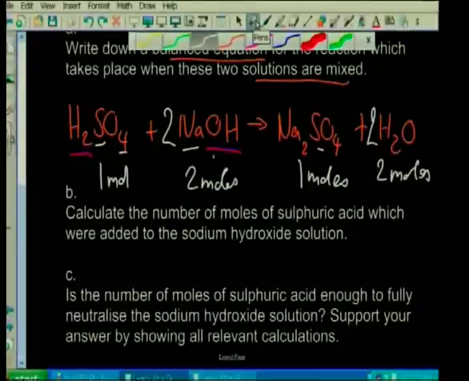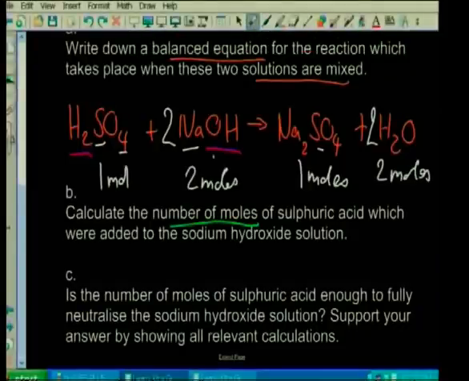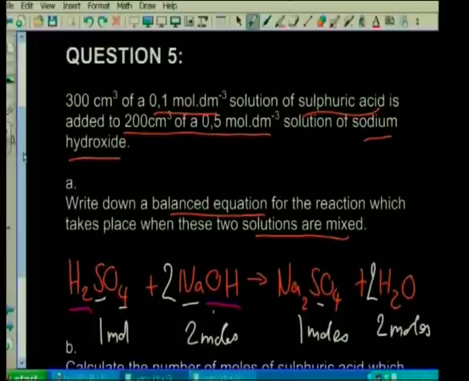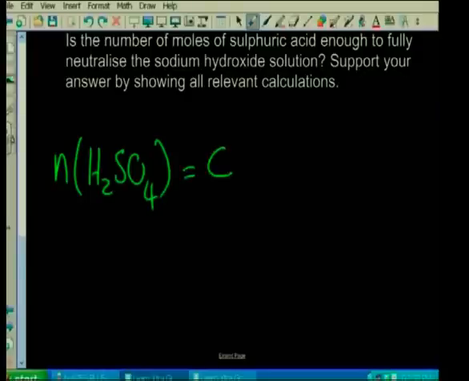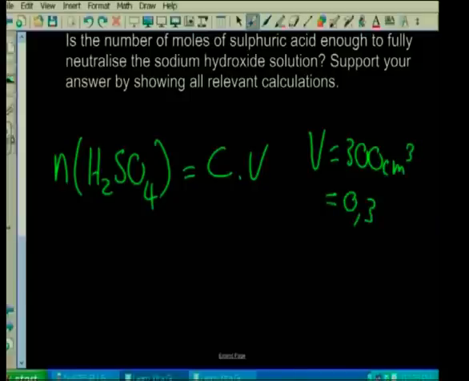The second part of the question says, calculate the number of moles of sulfuric acid which were added to sodium hydroxide. So let's get the original information. We have a volume of 300, we have a concentration, and we want to get the number of moles. So the number of moles of sulfuric acid is going to be equal to the concentration times the volume. Now, I've been given the volume as 300 centimeters cubed. I'm going to change that to decimeters cubed, divide by 1,000, make it 0.3.